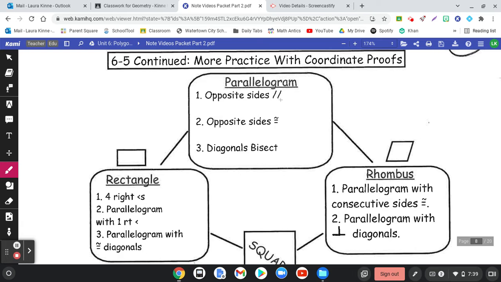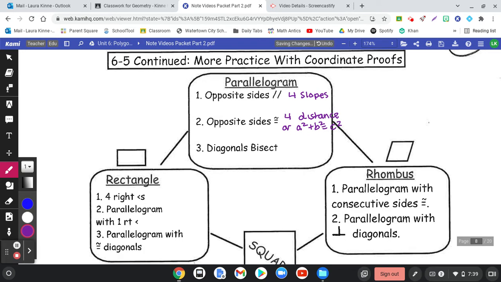If it's a parallelogram, you can prove opposite sides are parallel, so that's your slope. Opposite sides are congruent, which would be either distance or Pythagorean theorem, and diagonals bisect, which would be midpoint. So maybe let's jot that down. So this would be your four slopes. This would be for distance or Pythagorean theorem, a squared plus b squared equals c squared, especially if you have a graph. Or diagonals bisect. Since there's only two diagonals, it would be two midpoint.